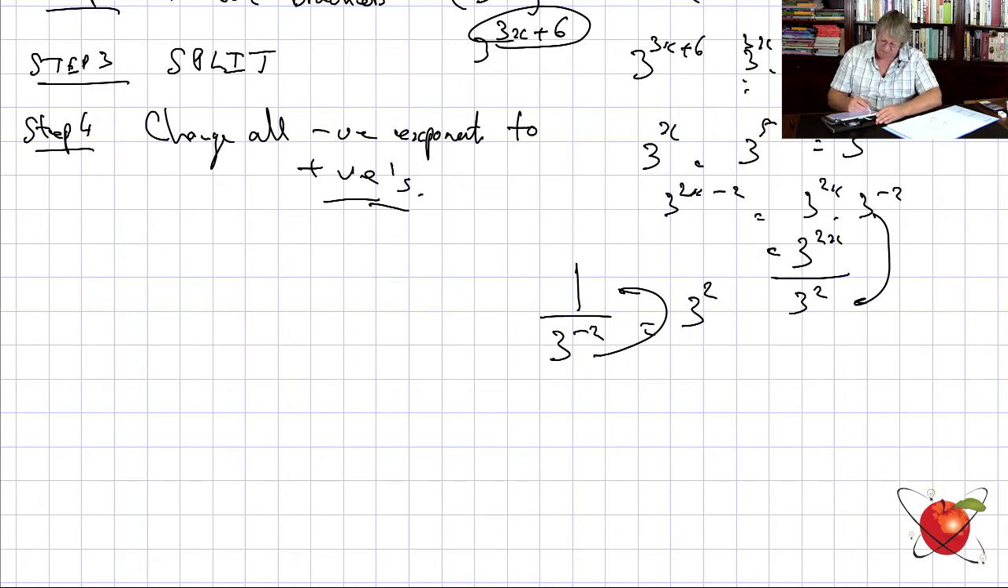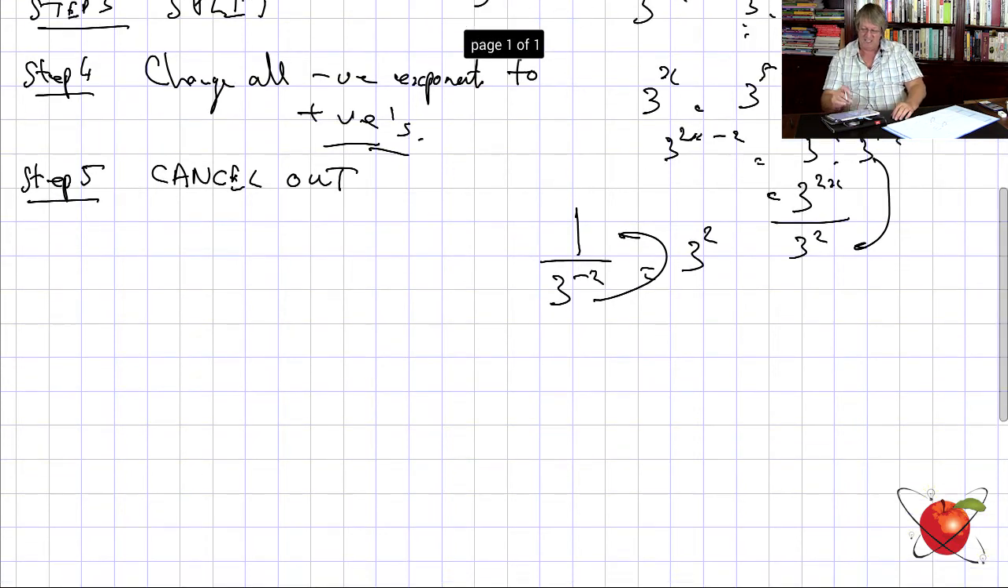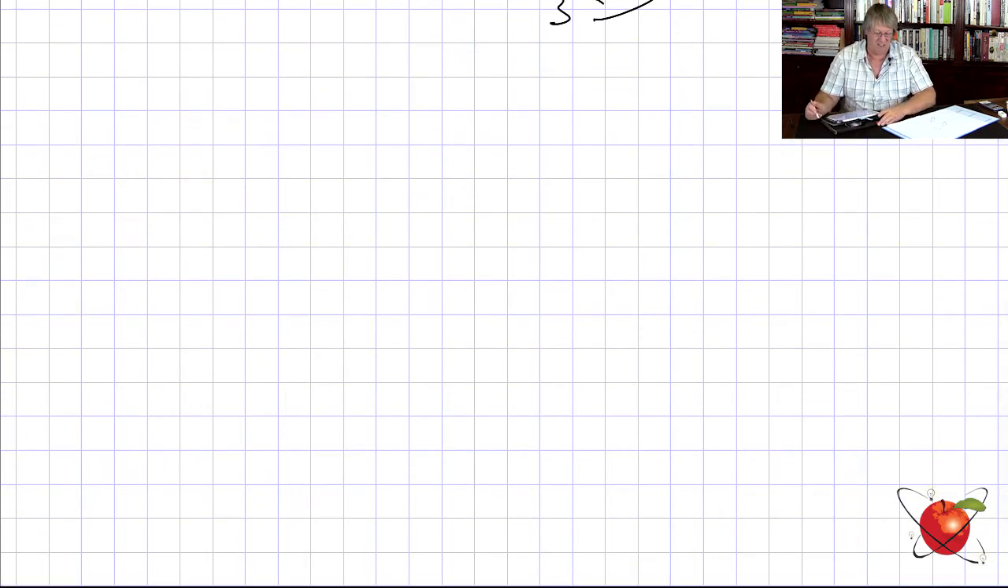Then we get to step 5. Everybody's happy place: cancel out. Once again, remembering you've got multiplication signs in all of this. Let's test the recipe for this, shall we? They have given us here, simplify.